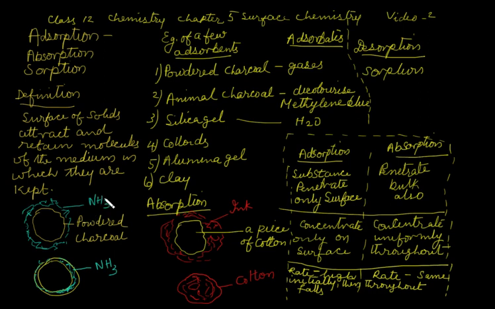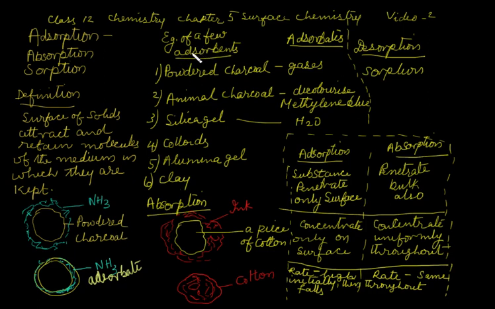Now, a few terms need to be learned here. Powdered charcoal is called adsorbent, and this is adsorbate. Ammonia is adsorbate, and powdered charcoal is adsorbent. I have marked it here.